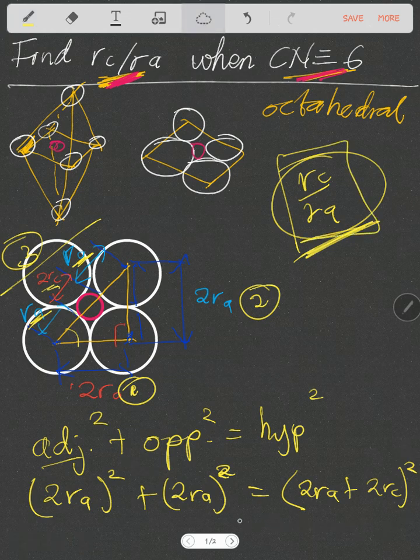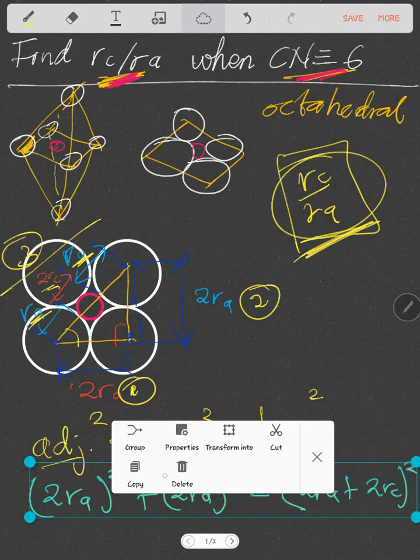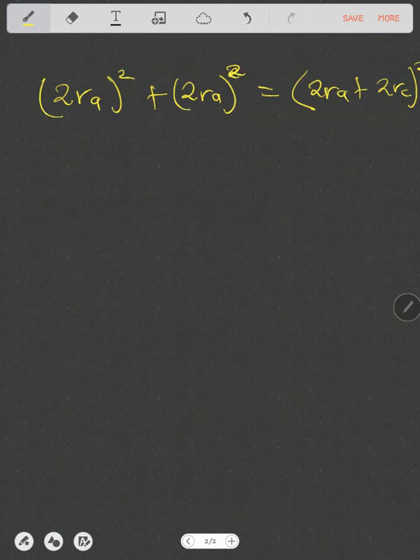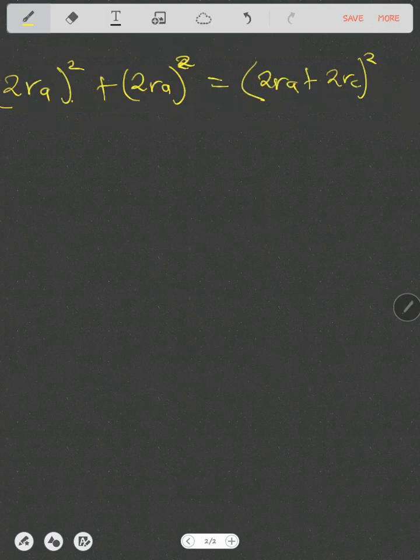So then again, visualize the site, or the coordination number diagrams, in mind. Have it in mind, and when you have that, it makes your work much easier. So let's put that here. So now we have this. Now that we have this, we can do some math. Our aim is RC over RA, meaning we have to open up everything, remove brackets, squares, and everything to make our work easier, so we can group like terms.